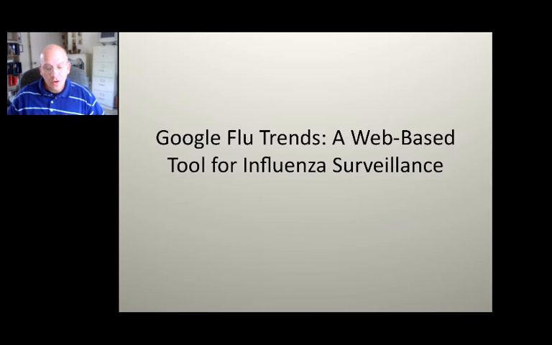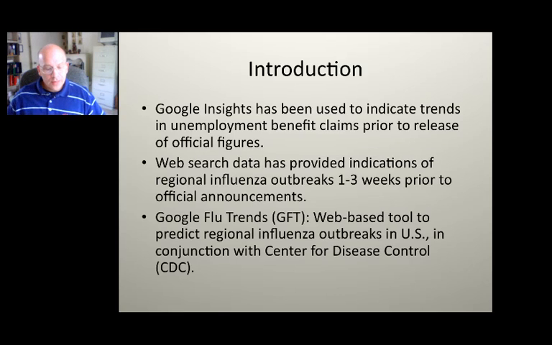I'll be talking about Google Flu Trends, a web-based tool for influenza surveillance. Data from search engine queries provide a wealth of information that can be used in conjunction with traditional forecasting methods. For instance, the Google tracking function called Google Insights was recently used to indicate a trend in initial claims for unemployment benefits 7 days before the government announced the official figures.